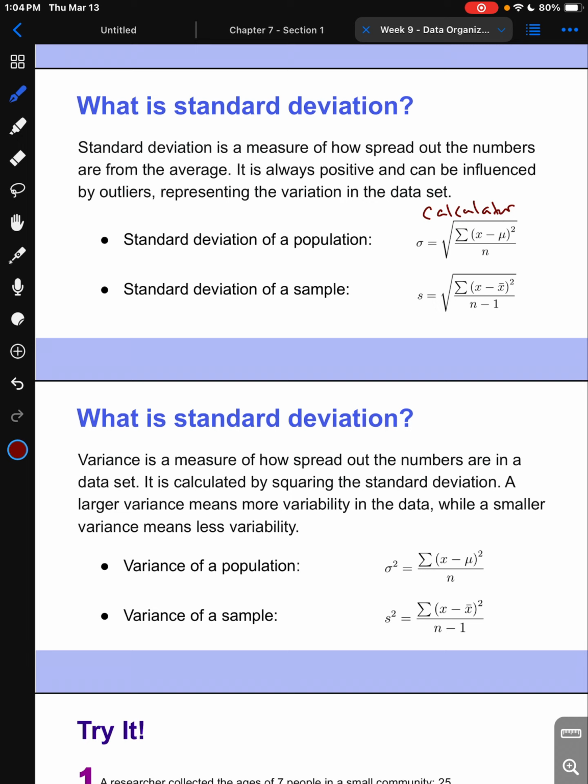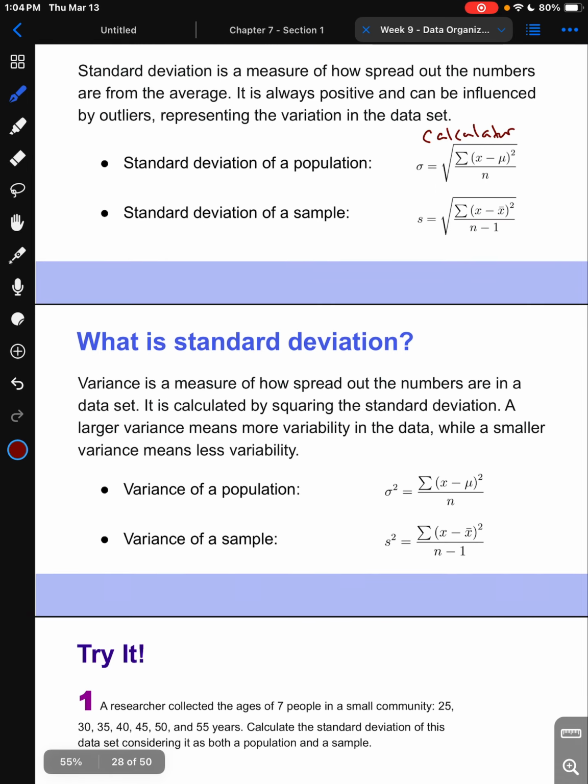Now, variance is like standard deviation, except it's the square. The variance is the square of the standard deviation. And again, I would recommend your calculator on this.